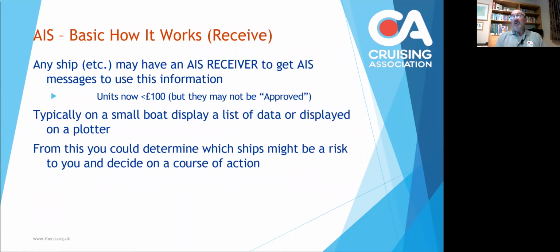So any ship, having said that, can then have an AIS receiver to pick up those AIS messages through VHF. And the actual costs of AIS receivers have come down astonishingly in the last few years. You can even get some units under £100, although you may need to check whether or not they're officially approved for use. Typically on a small boat display, you might get a list of the data, or you might get it displayed on a plotter, and we'll look at that a bit later on.